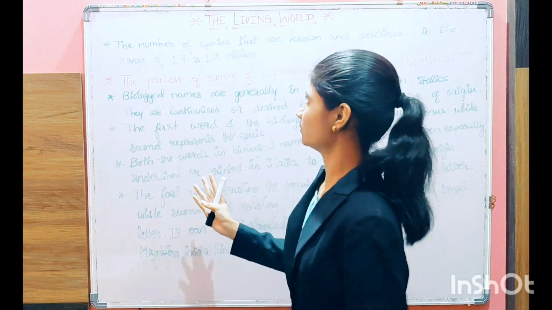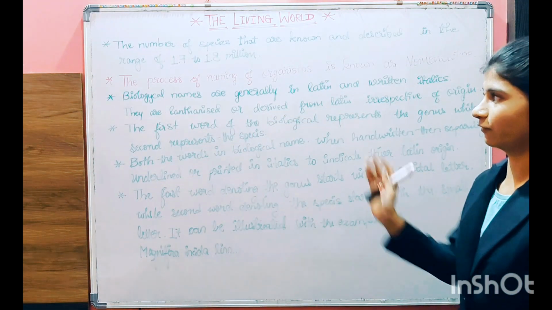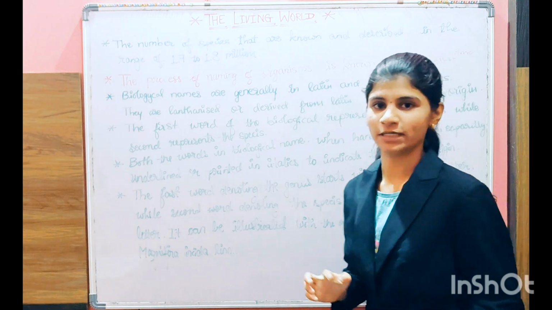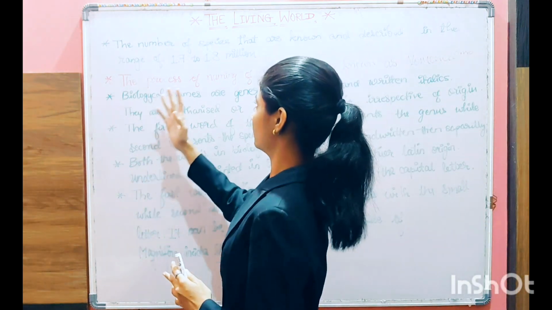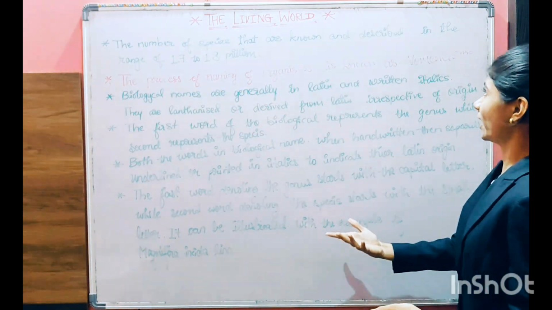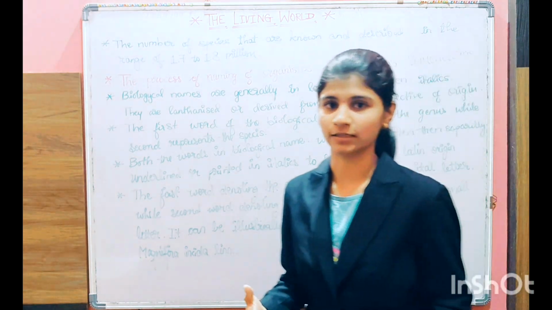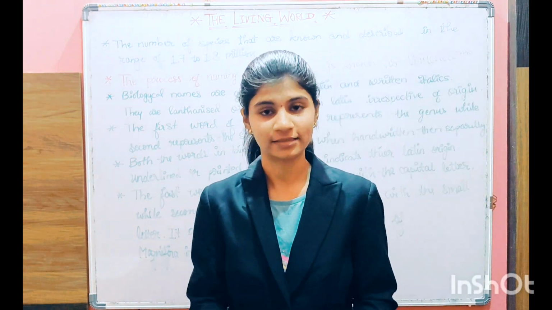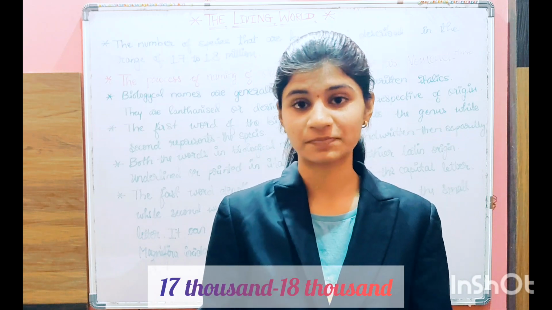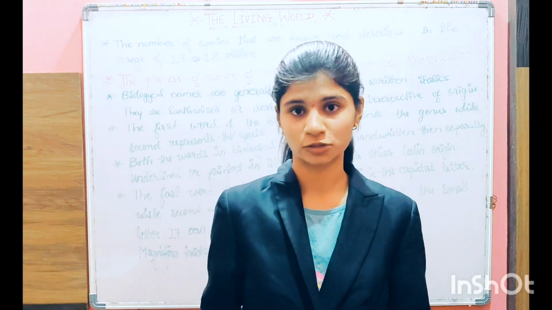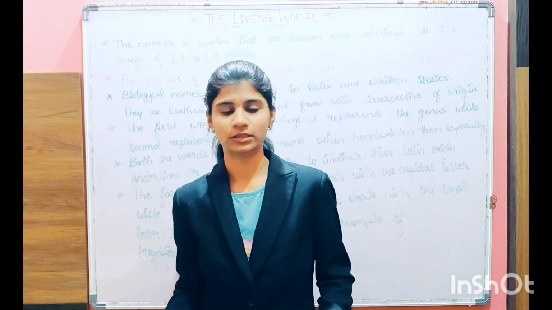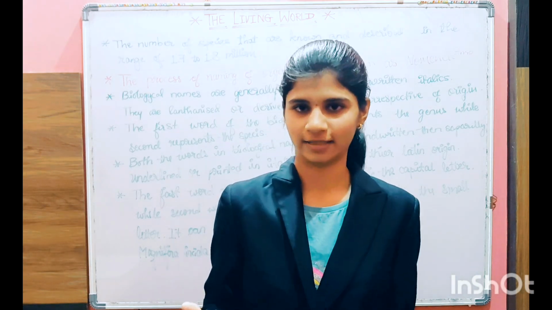So here are some points regarding the living world. The first point mainly concerns the number of species that are known and described, in the range of 1.7 to 1.8 million. It means 1.7 to 1.8 million species have been found till now. There are still many more that scientists are finding.